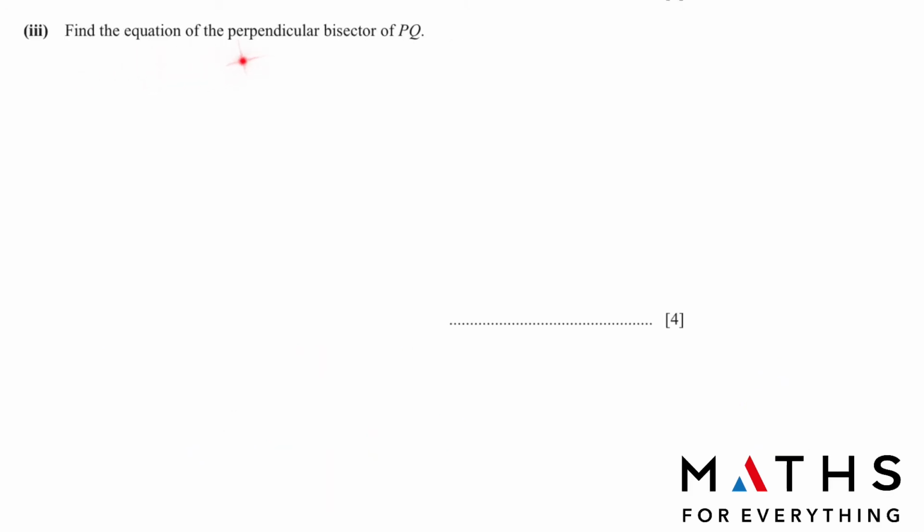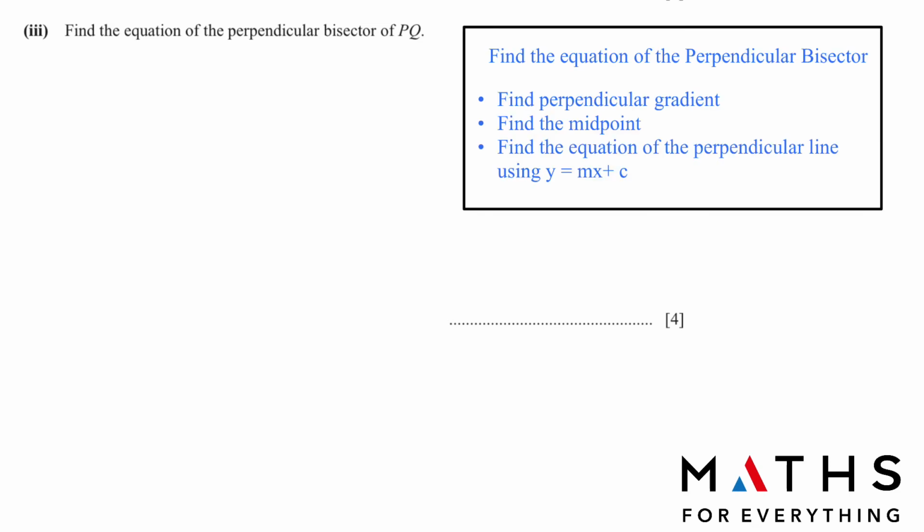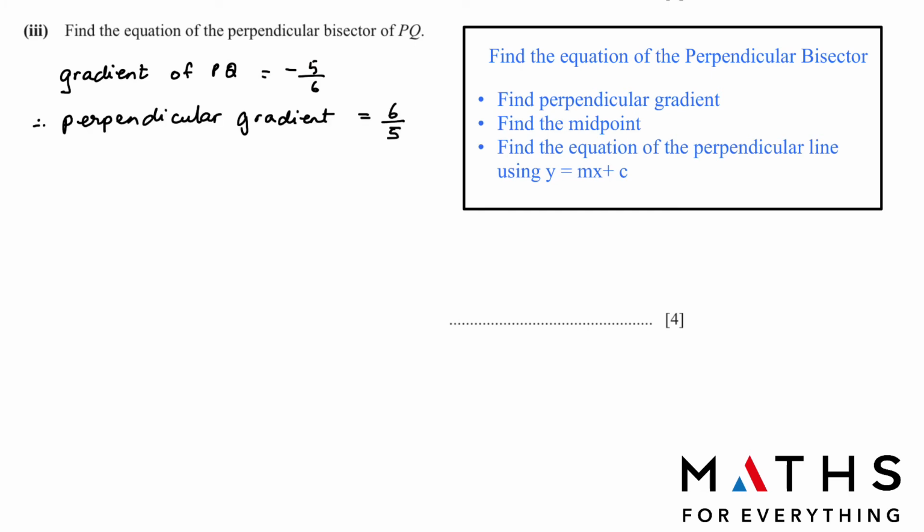In part 3, we have to find the equation of the perpendicular bisector of PQ. For this, we need to follow a couple of steps. We have to find the perpendicular gradient. That's the first thing. We already have found the gradient of PQ. The gradient of PQ is -5/6. So the perpendicular gradient will be, we write the reciprocal of this and we change the sign. So the perpendicular gradient will be 6/5. It is negative, so we write positive. Please remember this. This is important.